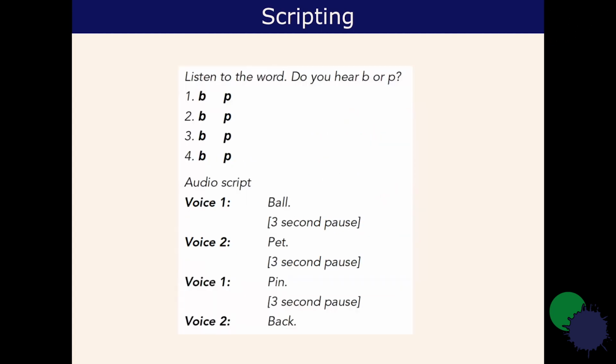Here's an example of how it might be used. So students have to listen and tick the word they hear. Do they hear the b or the p sound? And there you can see the audio script below. And voice one says ball, so they're going to tick the b sound, but they need time to do that. So you indicate a 3-second pause in your writing. Basic tips, but really useful, particularly if you're working with actors.